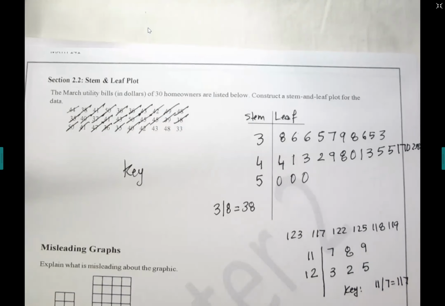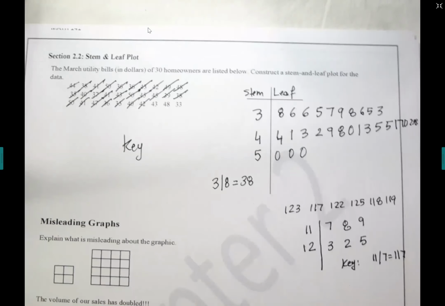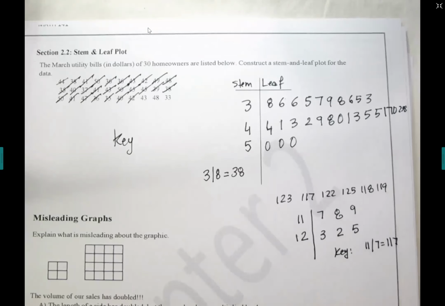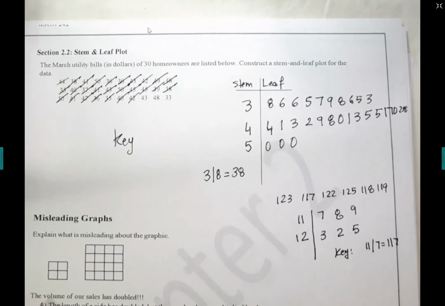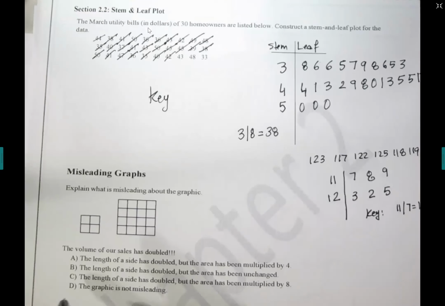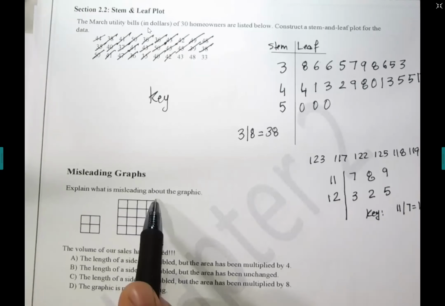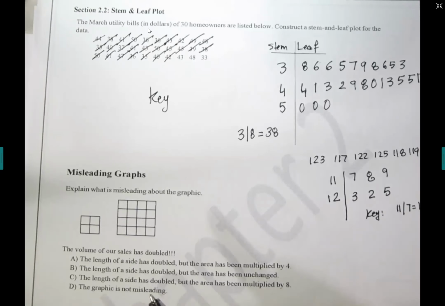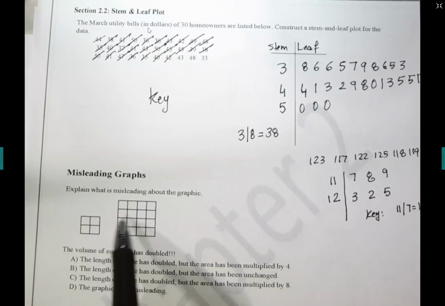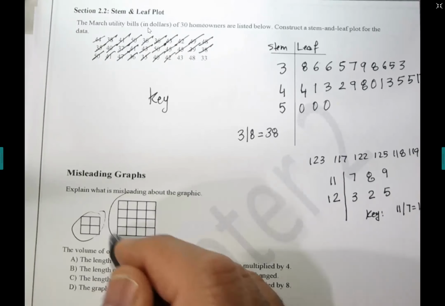The last part, guys, I'd like you to look at this graph here and tell me what's misleading about this graph. Someone is making the claim that the volume of the sales has doubled. And so this person is saying, you know, the volume of the sales has doubled. So instead of having a length and a width of 2 by 2, he made it 4 by 4 to convey his message. What is wrong with this? Does this show that the volume of the sales has doubled from this to that?